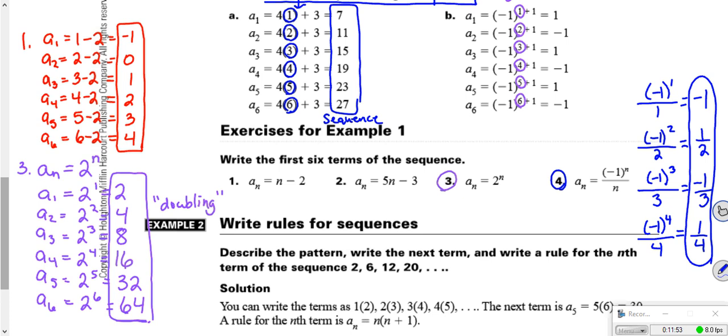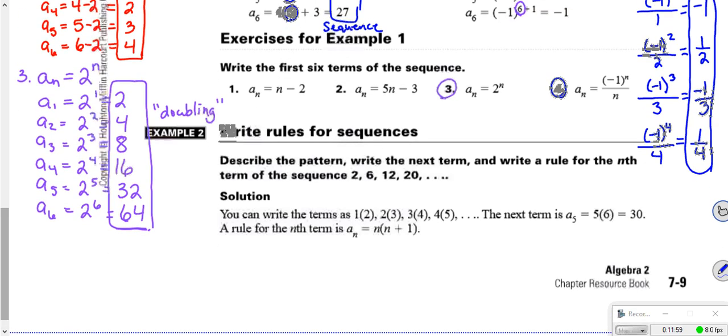Okay, so now if we're given a sequence, can we find the rule? It says here in example 2: describe the pattern, write the next term, and write a rule for the nth term of the sequence 2, 6, 12, 20. At first I thought, oh, 6 to 12, that's doubling, but that doesn't hold true. So what I like to do here is think of different things. First of all, this has a difference of 4. This has a difference of 6. This has a difference of 8. So I add 4, add 6, add 8.